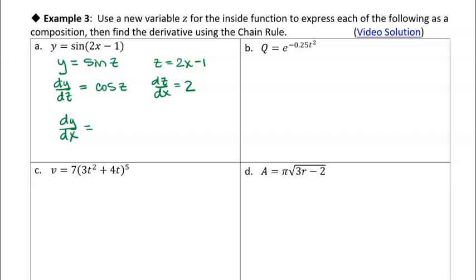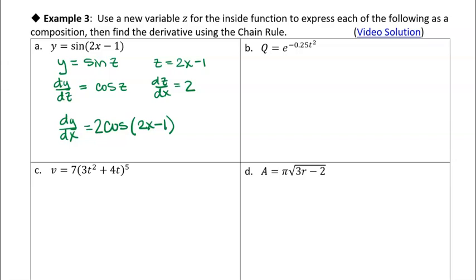I'm going to multiply cosine of z. Now, I want to write everything in terms of x, so I'm going to replace z with 2x minus 1, and then I'm going to multiply all of that times 2. Now, it probably makes sense to put it in front. Usually you would put it in front so that it doesn't look like it's inside the cosine somehow. So I would probably write it as 2 cosine of 2x minus 1. And that's it.